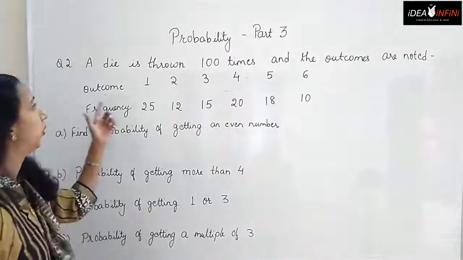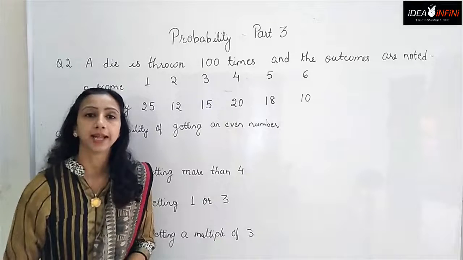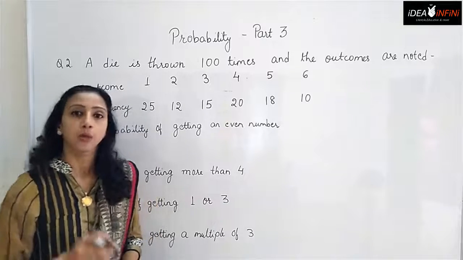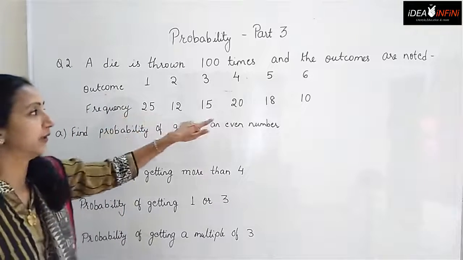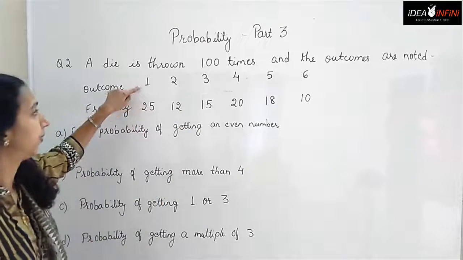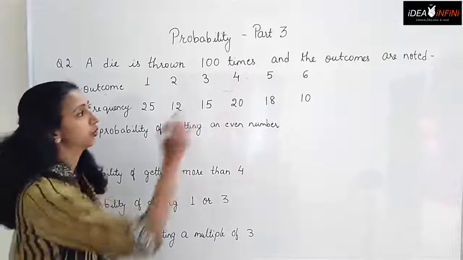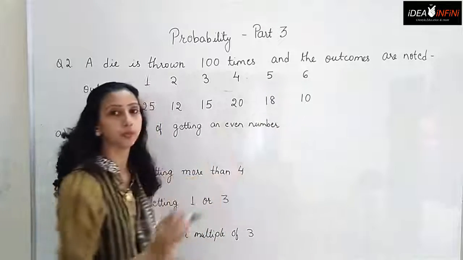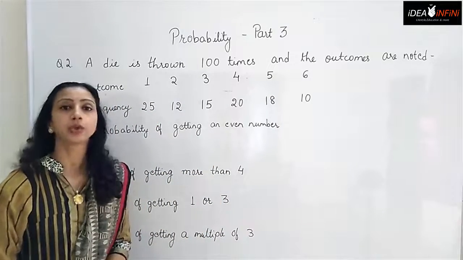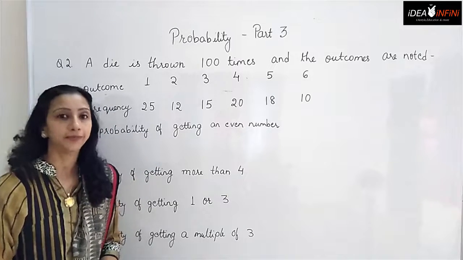In this question, we know that a die is thrown 100 times, and as we all know the die has only 6 outcomes, a number between 1 and 6. So the frequency is given in a tabular form. See, the number 1 appears 25 times, number 2 appears 12 times, and so on. So this is the frequency, and when we total them, it comes to be 100 because the die is thrown 100 times. And the probability of getting an even number.